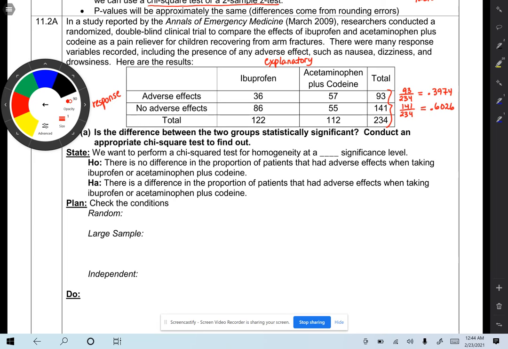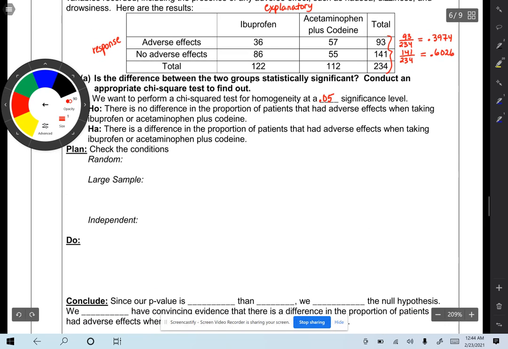Is the difference between the two groups statistically significant? Conduct an appropriate chi-square test to find out. We want to perform a chi-square test for homogeneity at a 0.05 significance level. Our null hypothesis: there is no difference in the proportion of patients that had the response variable, so adverse effects, when taking ibuprofen or acetaminophen plus codeine. Our alternative: there is a difference in the proportion of patients that had, again, the response variable, so adverse effects, when taking ibuprofen or acetaminophen plus codeine.